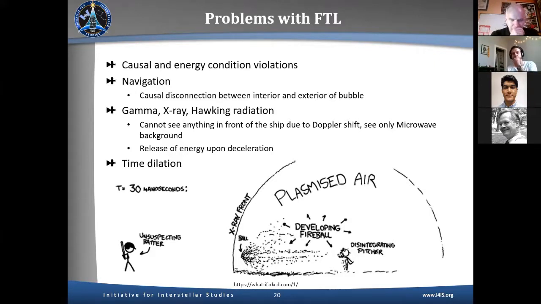And then there's the possibility that once you decelerate, there is a release of a massive amount of energy in front of the ship, which could disintegrate your target location. So you want to go to a nice tropical planet. You get there, disintegrate the planet. It's a little unlucky. You have to go somewhere else, maybe park parallel this time.